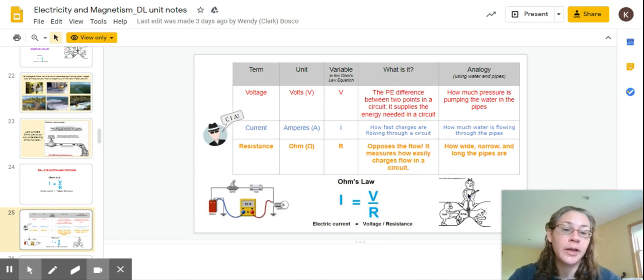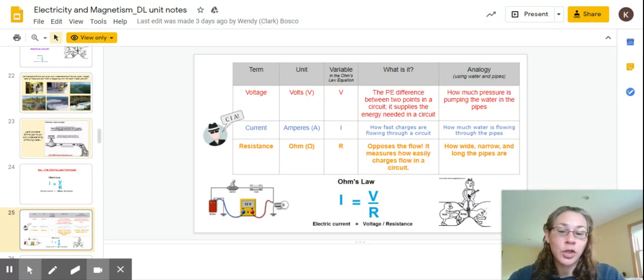And what is the current? The current is talking about how fast the charges are flowing through a circuit. So if you think back to the picture two slides ago, slide 22, that very calm river would have a very low current because it's not flowing fast. Whereas the picture right below the calm river is the river with the rapids in it. The water is flowing really fast there. That would have a high current. So the analogy with water is how much water is actually flowing through the pipes.